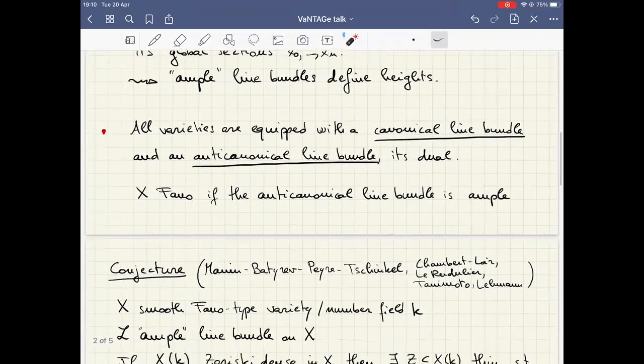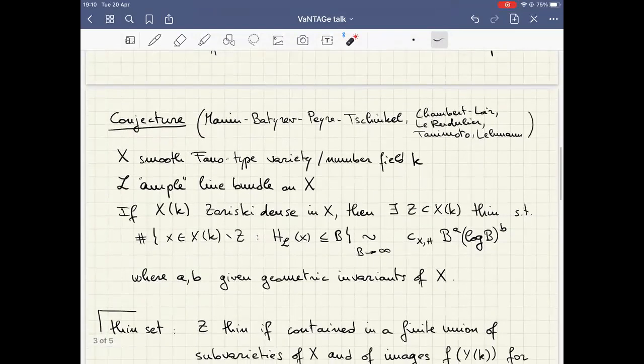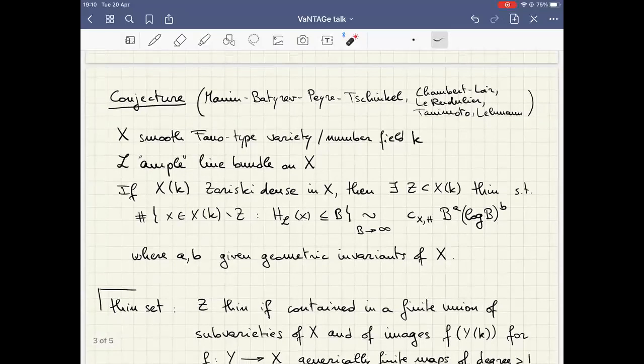Okay, so we come to the conjecture. Maybe some of you have seen this conjecture before. So this is the most recent statement of the conjecture that we have. The conjecture was stated first by Manin in a paper in collaboration with Franke and Tschinkel. And the original conjecture is slightly different. I'm going to explain it in a moment.